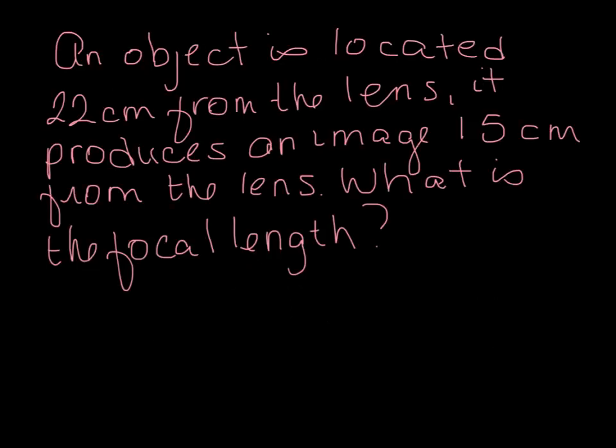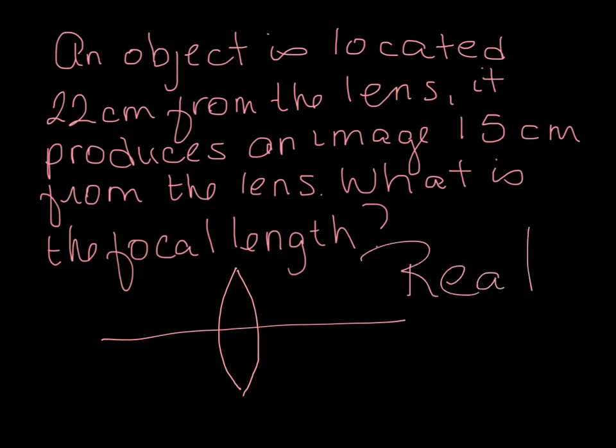So now we have an object that's 22 centimeters in front of the lens, and it produces an image 15 centimeters from the lens. What do we know about the focal length? And what do we know about the image? Well, we know the image distance is a positive number, so that means the lens has to be convex, and the image is real. So you have some object over here, and it produces an image over here. Let's find out how to do that.